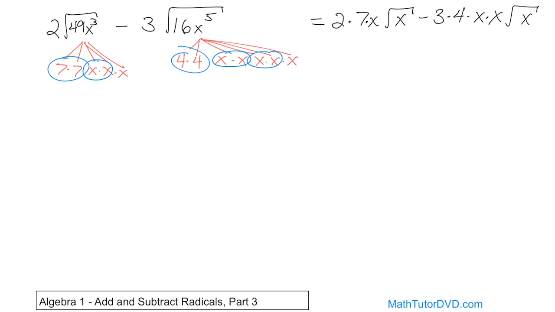So already I like this a lot because I noticed that I have a bunch of junk out in front, but I have a square root of x and a square root of x. So those are nice because at least they match at this point. So let's go ahead and multiply this. 2 times 7 is going to give you 14. Let's go ahead and do it below here. 14x, that's what's outside of that radical, times the square root of x. We have a minus sign. 3 times 4 is 12, and this times this is x squared. So it's going to be minus 12x squared times the square root of x.